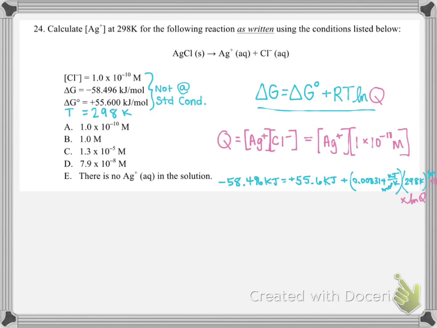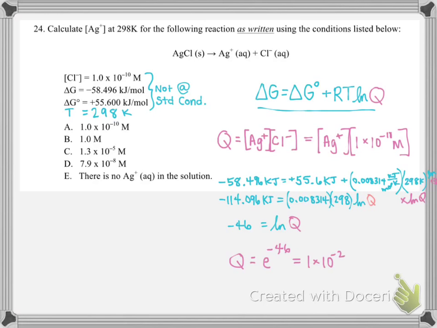Okay, so I'm going to subtract over the standard delta G. And so once we have subtracted over the standard delta G, we have this set up, and we're going to divide by RT to get the ln of Q. And once we're here now, we can say Q equals e to the power of negative 46, which is equal to 1 times 10 to the minus 20.